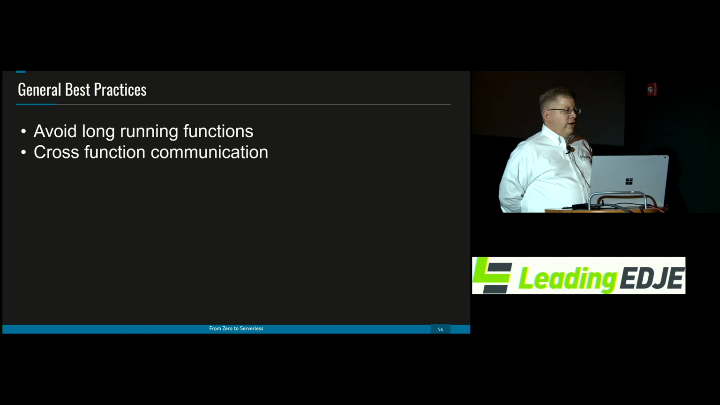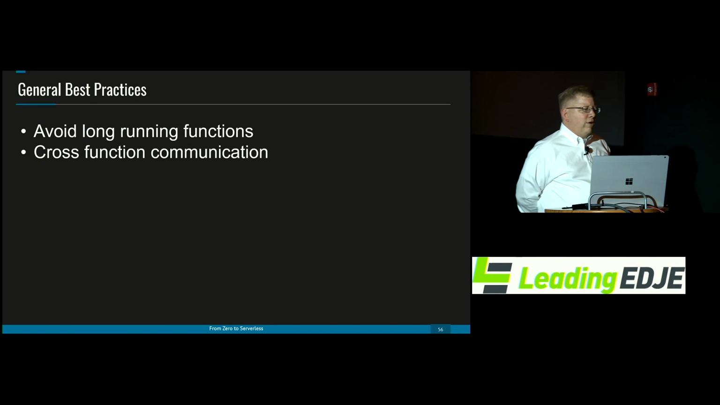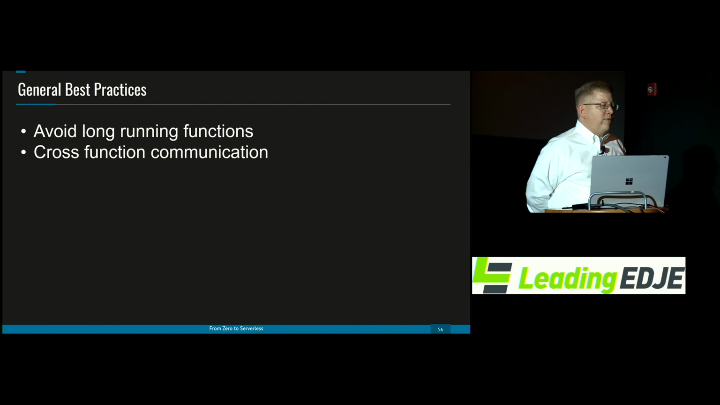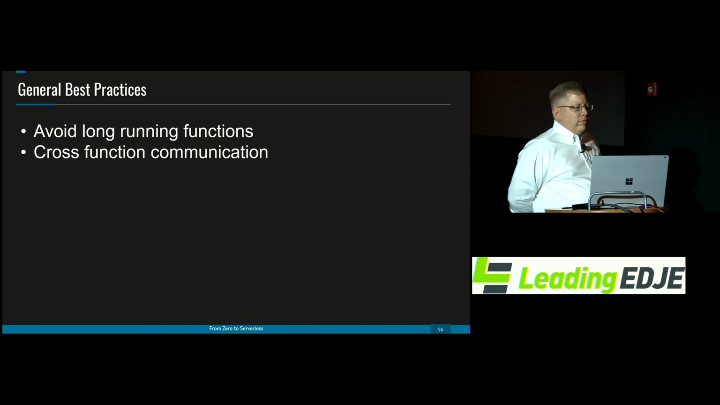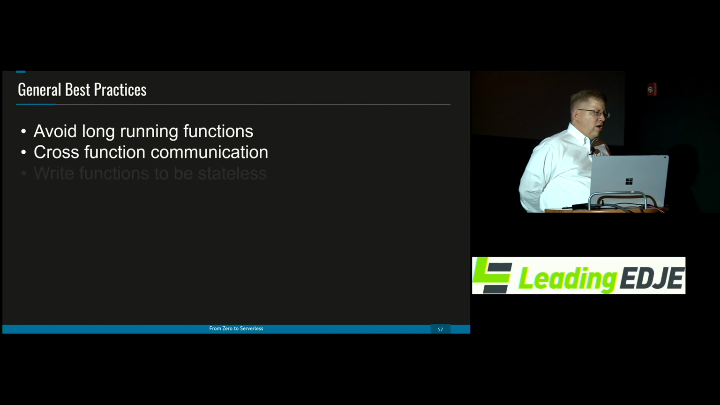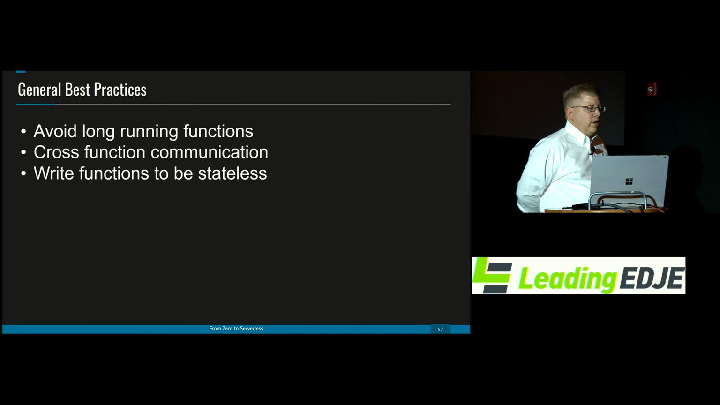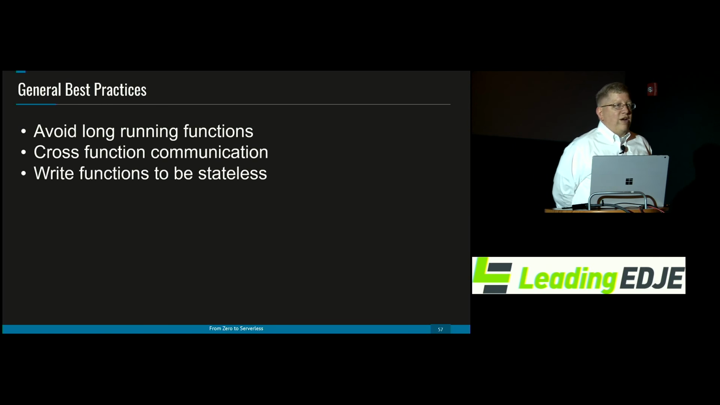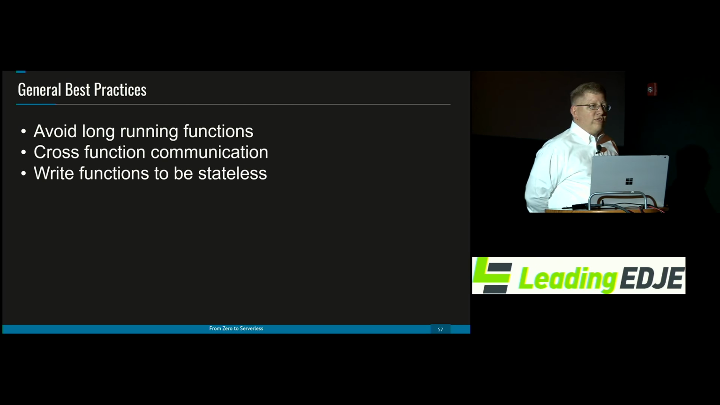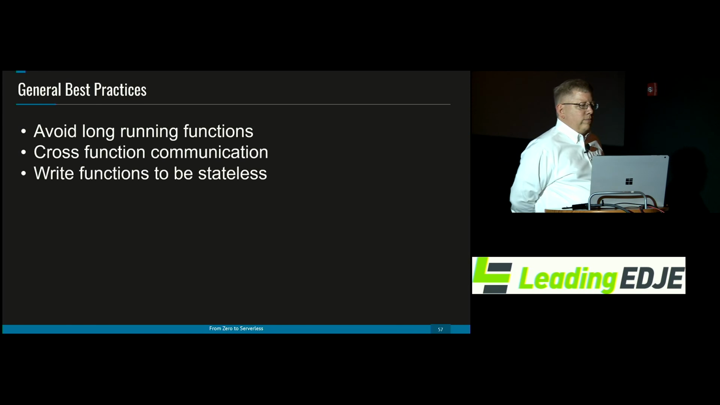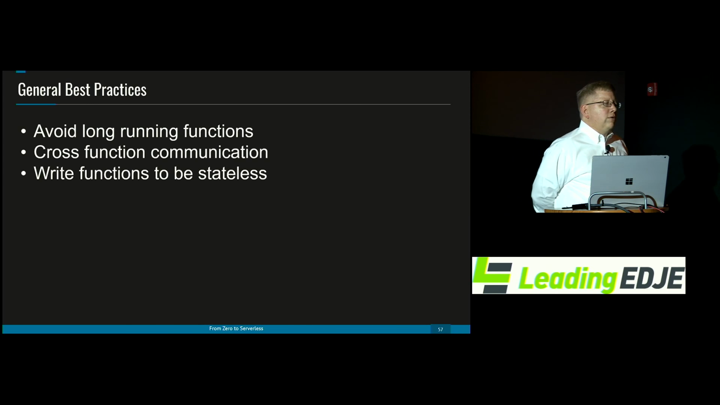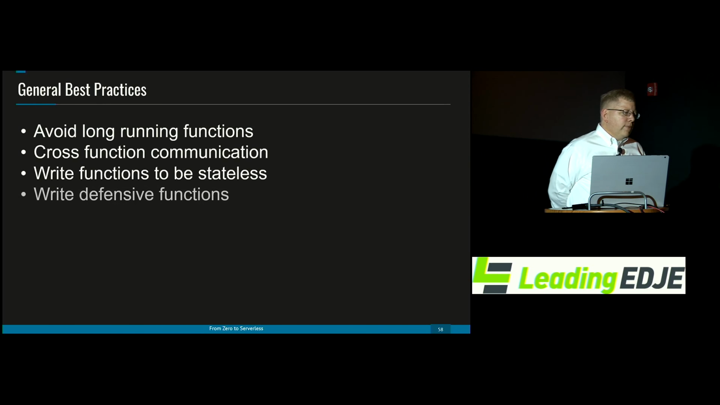And here's where you might be looking. When you're having a lot of cross-function communication, other than maybe passing from one to another, you need to be careful because of the cost and the complexity you're adding there. You want to write functions to be stateless, and by default they are. If you really do need state, you can do durable functions, only in the preview version at the moment. But functions should be stateless, pretty much no matter what you're doing with them.